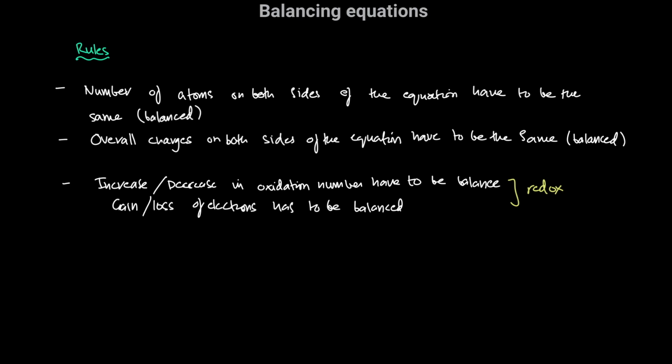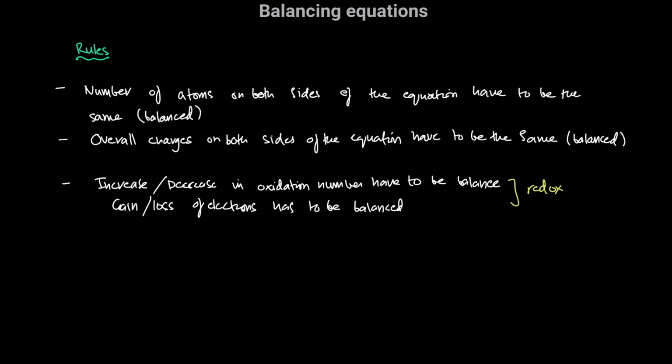So this means that for a redox reaction, the increase in oxidation number has to be equal to the decrease. In other words, there's no net increase or decrease in oxidation number from the left to the right hand side of the equation. Similarly, we don't write electrons in the overall equation. So the overall gain of electrons for whatever is being reduced is equal to the overall loss of electrons for whatever is being oxidized. Okay, so they have to be equal.